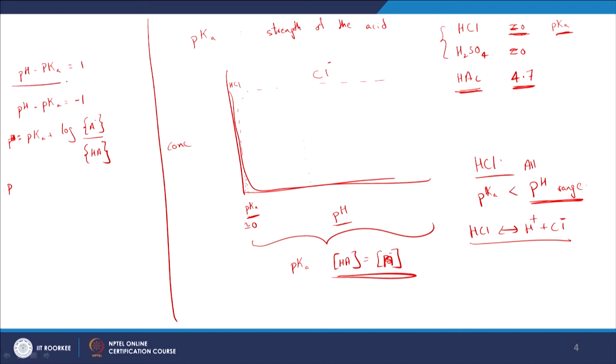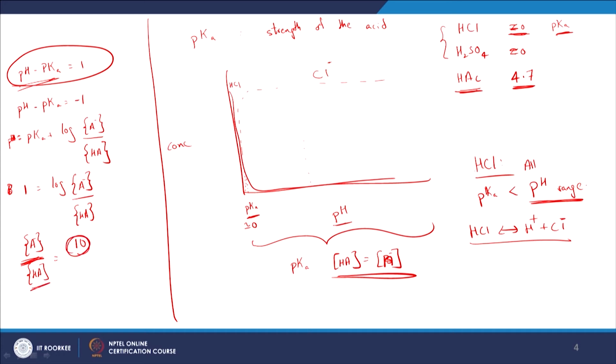When I consider the first case, pH minus pKa is 1. So 1 is equal to log of A minus by HA, right. So what does that mean? The concentration or activity of A minus by the activity of HA is going to be equal to 10 to the power of 1, or 10. So when pH is greater than pKa by just 1 unit, because it is a logarithmic unit, it means that the concentration of A minus is going to be 10 times the concentration of HA, right.